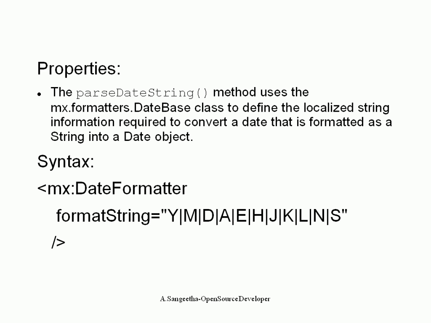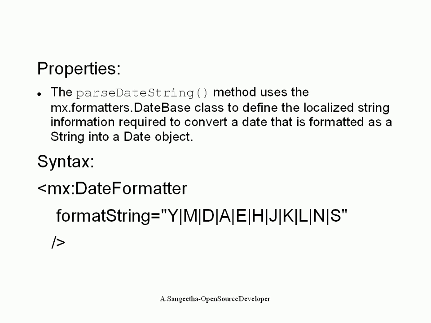Now see the syntax for the date formatter. Within the date formatter tag, we have to specify the property format string. We can give y for the year, m for month, d for date, a for am or pm, e for string or a number, h for hour in a day, 0 to 23, k for hour in a day 1 to 24, k for hour in am or pm, l is hour in am or pm 1 to 12, n for minutes, s for seconds.